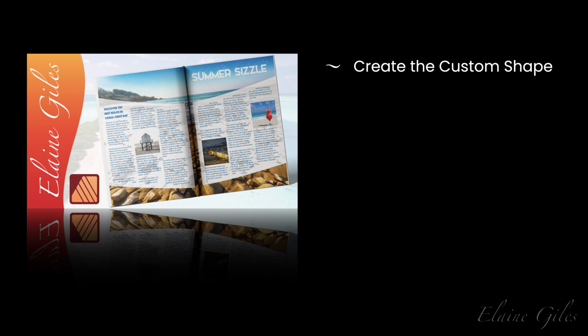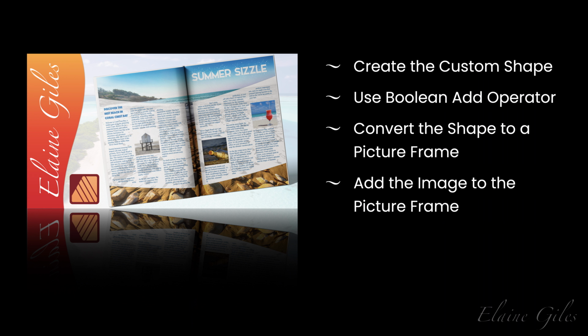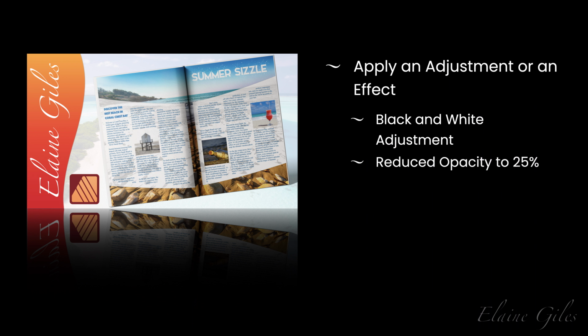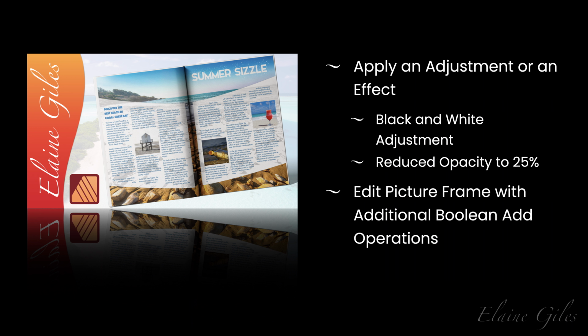Let's have a quick recap. I created a custom shape. I used the Boolean add operator to create a compound shape. Then I converted that shape to a picture frame. Next, I added an image. And if you want to get clever, you can add a second copy of the image and apply an adjustment or a special effect to it. I applied a black and white adjustment and I reduced the opacity to 25%. And finally, you can edit the custom picture frame using more Boolean operations if you need to.